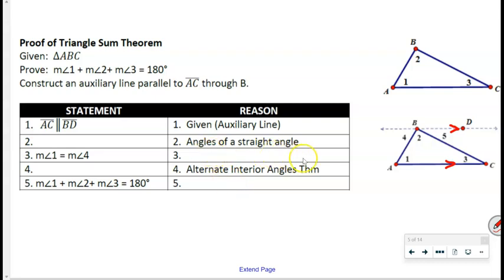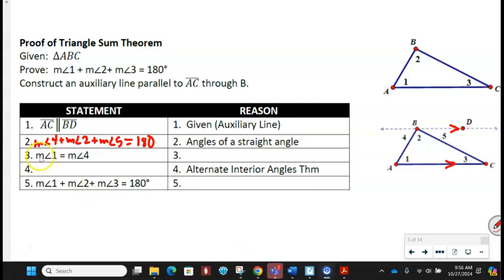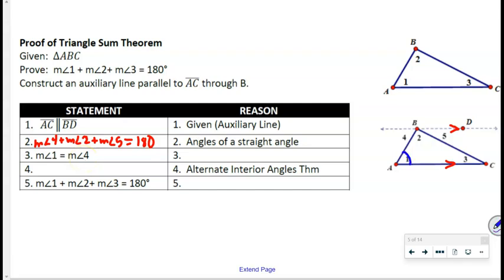Then it says angles of a straight angle. So what are we going to do here? We are going to see the straight line right here. We have three angles that form that straight angle. So we're going to say the measure of angle 4 plus the measure of angle 2 plus the measure of angle 5 is going to be equal to 180. Then our proof says the measure of angle 1 is equal to the measure of angle 4. So let's go ahead and mark that in our drawing.